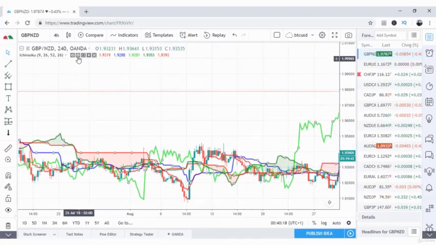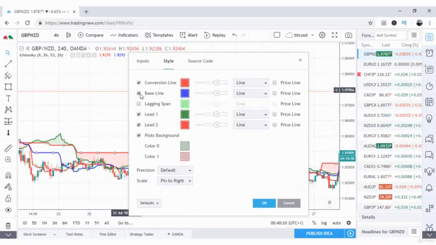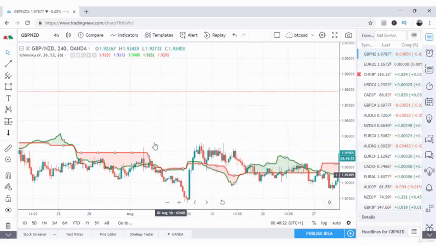Let's try to have a look at the cloud without the other lines. You can see that the cloud is very tight and it changes color quite often. We have red, green, red, green, red. It's not an ideal situation to trade with the Ichimoku.